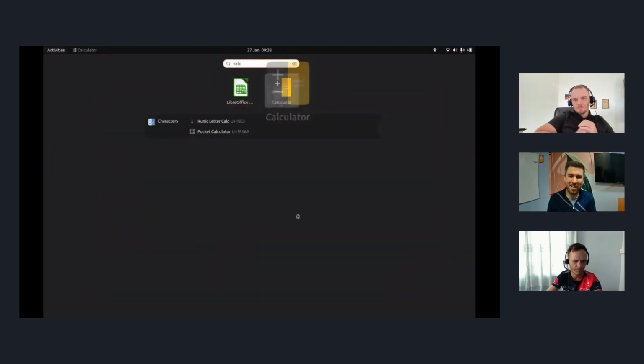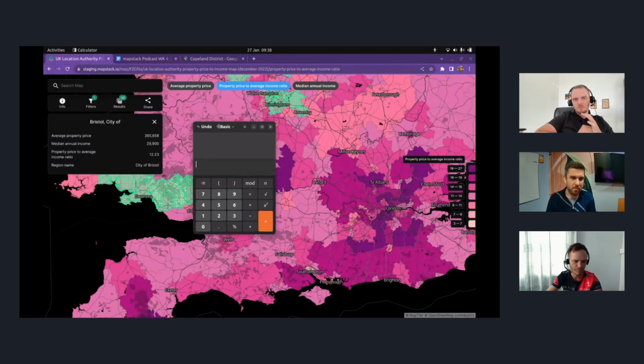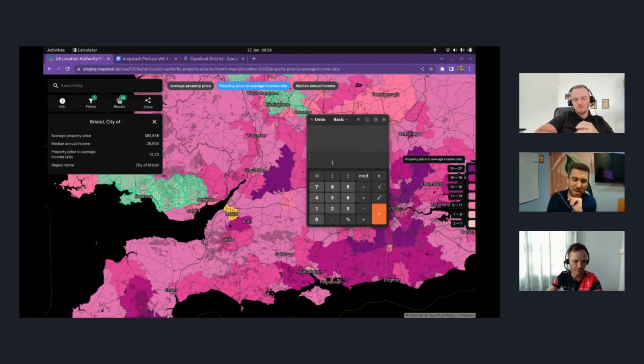Right. Let me get my calculator out. Let's do some maths for Bristol here. So 365,000 is the average price. We've got 29.9 as the median salary. Let's say there's two of us, so we've got a couple. Let's times that by 2. So we're at 59. And then let's times that by 4.5.